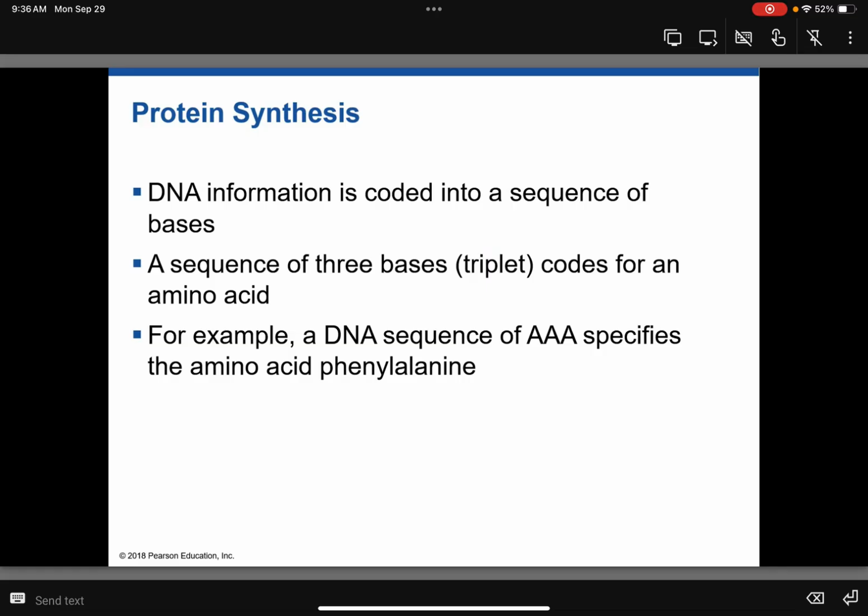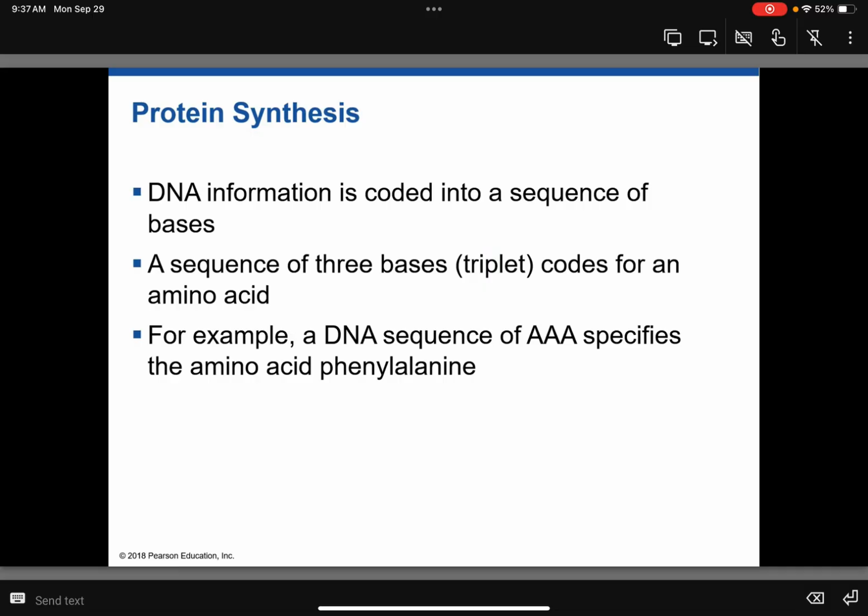And then we have a sequence of 3 bases, a triplet, that codes for an amino acid. Anybody remember what those triplets of DNA bases are called? Called a codon. So a codon codes for a specific amino acid. An example here: DNA sequence of AAA specifies the amino acid phenylalanine.